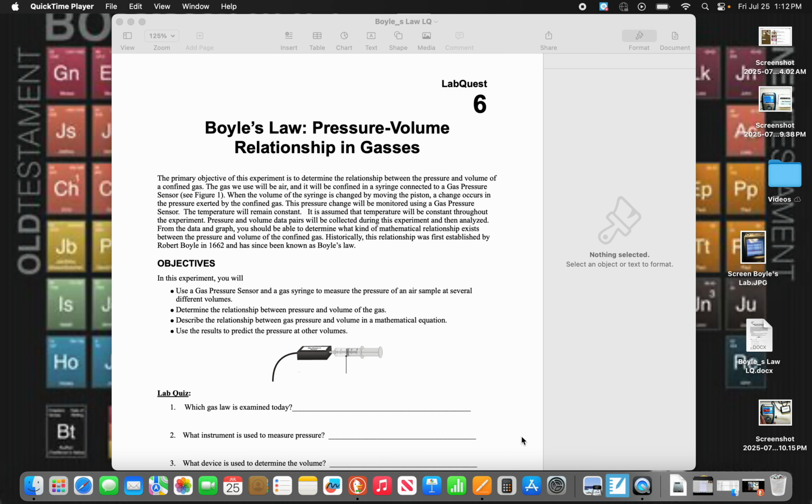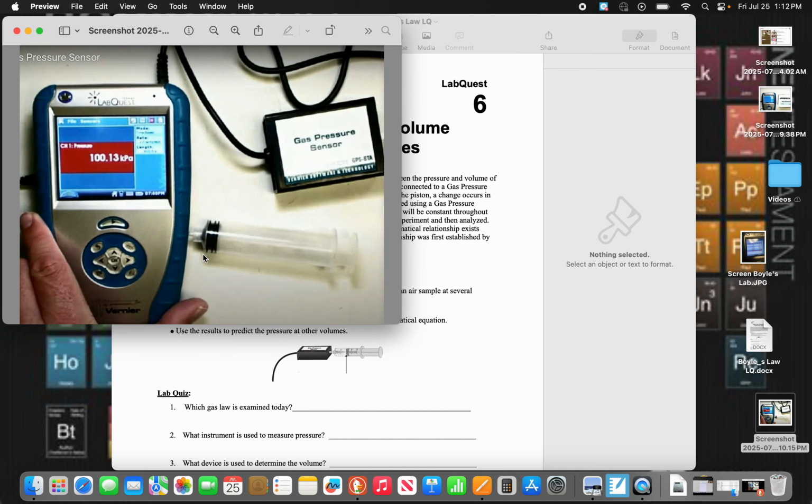Now, this lab is not my lab. It's put out by a company called Vernier, and it's part of what's called a LabQuest. Let me show you an image here of a LabQuest. These are actually pretty old now. They have newer models, but these are the ones that I use. This is your LabQuest that records the data.